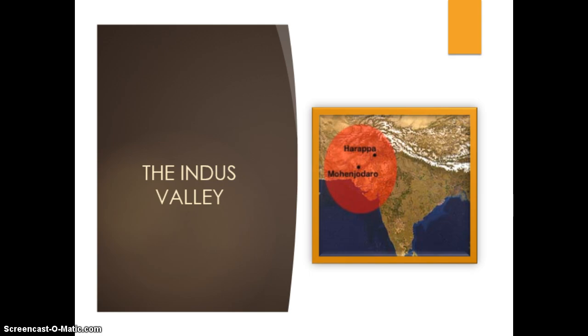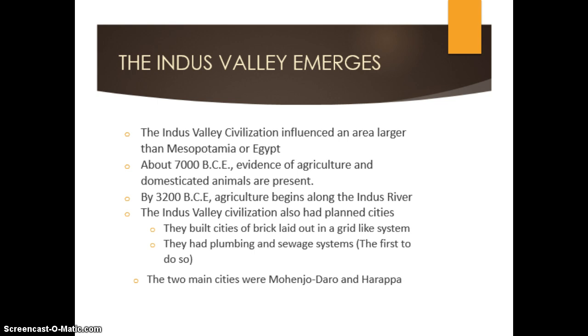The Indus Valley civilization, as you can see highlighted right here, had two main cities, Harappa and Mohenjo-Daro. The Indus Valley civilization influenced an area larger than Mesopotamia or Egypt. About 7000 BCE, we know that they had agriculture and domesticated animals. This is based on artifacts and fossils left behind. By 3200 BCE, agriculture began along the Indus River.